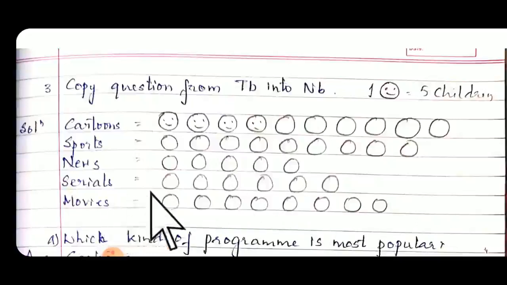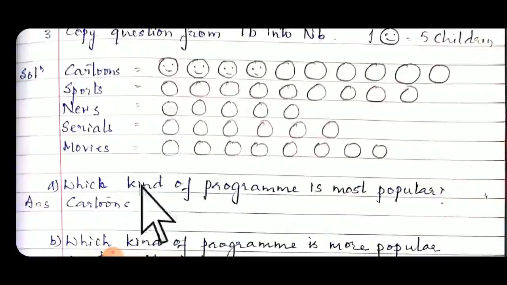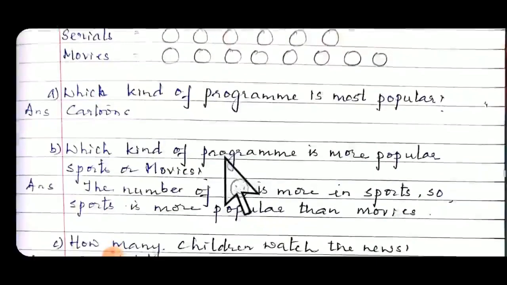You make the eyes and lips. Movies. Movies is liked by 40 children. So one face is equal to 5 children. It is given here, one face is equal to 5 children. So 40 means 8 faces you are going to draw. See, 1, 2, 3, 4, 5, 6, 7 and 8. Make the eyes in it.